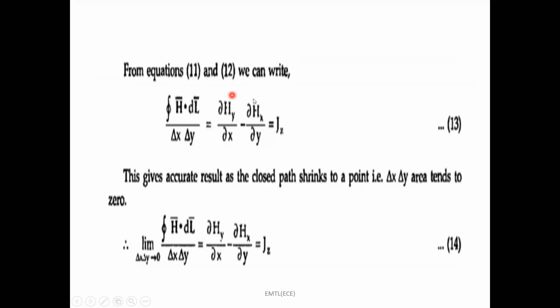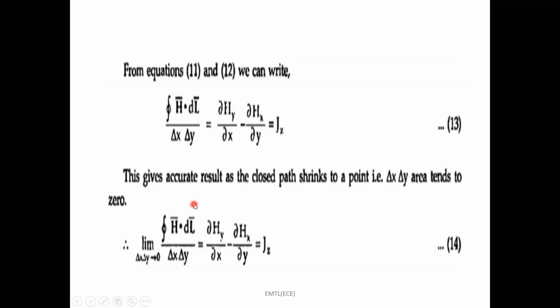So by equating this, we got the integral of H bar dot dl divided by delta x into delta y, equal to dou Hy by dou x minus dou Hx by dou y, which is equal to Jz. Okay. Now, this is the magnetic field intensity for a closed path whenever the current passes through the z direction.